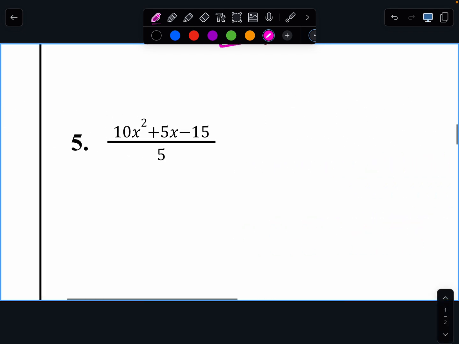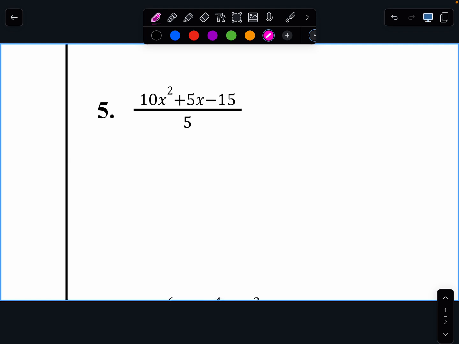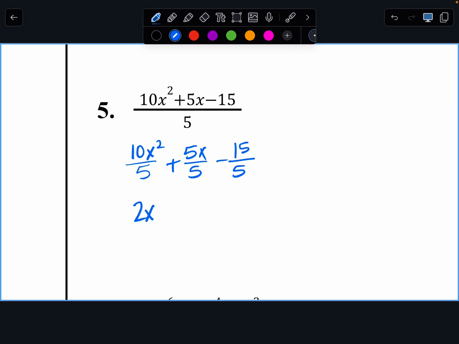All right. Same thing here. This becomes 10x squared over 5 plus 5x over 5 minus 15 over 5. So when I simplify, 2x squared plus x minus 3.